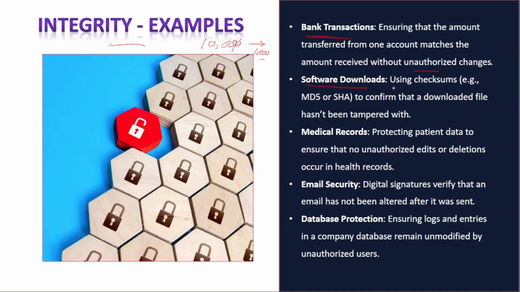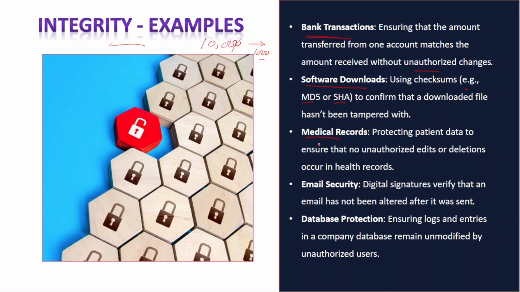Similarly, software downloads using checksums, for example MD5 or SHA, to confirm that a downloaded file has not been tampered with. You must have seen that when you download files from websites, there is also an MD5 or SHA-256 hash with the software. So how can you verify? You can take the hash of the software and then compare it with the hash that comes with the software. If both are equal, it means the software is unaltered and original.